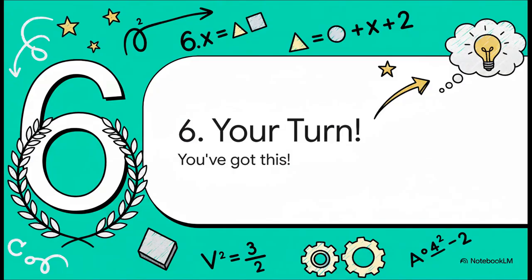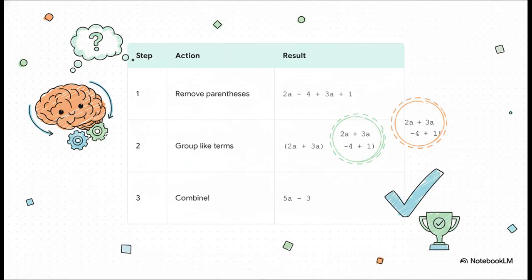All right, you have learned so many new things today. Now it's time to put all those skills together for one last practice problem. You've totally got this. Okay, here it is. Let's simplify 2a minus 4 plus 3a plus 1. Go ahead and pause and see what you can do.